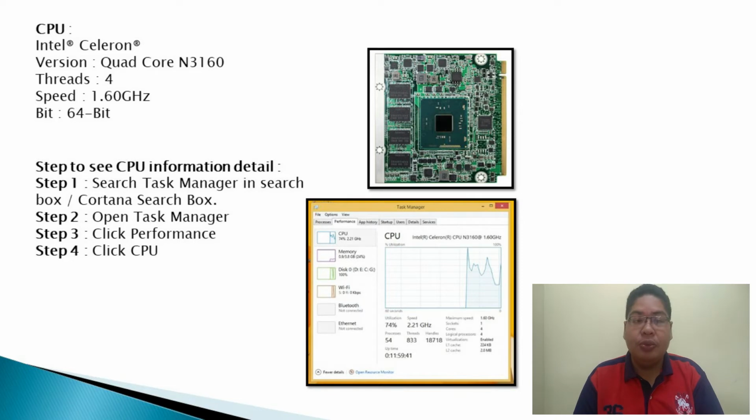Next, CPU. We have Intel Celeron, the version is quad-core N3160. We have 4 threads. The speed is 1.60 GHz and 64 bit. To see the CPU information detail, first you search in the Cortana search box, type Task Manager. Open the Task Manager, click performance and click CPU.